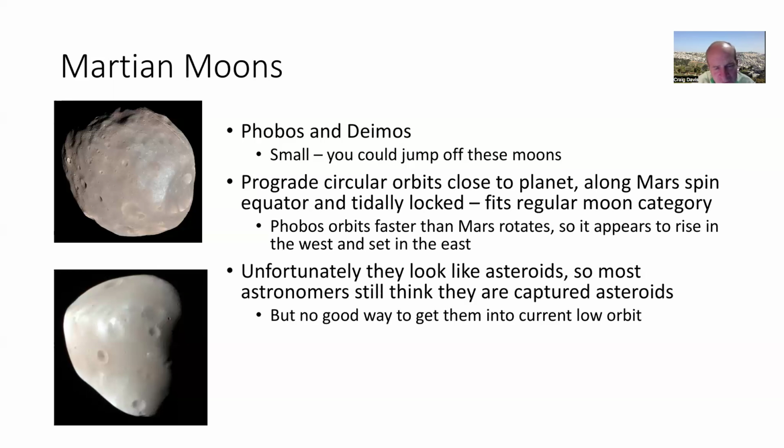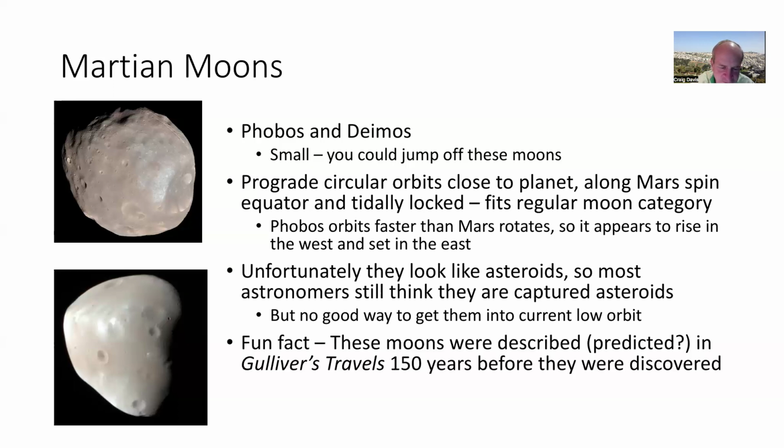Unfortunately, these moons look like asteroids visually, so most astronomers still think they are captured asteroids. In other words, irregular moons. But there's no way to get them so far down into Mars's gravity well into such a current low orbit. So it's a difficult thing to explain.